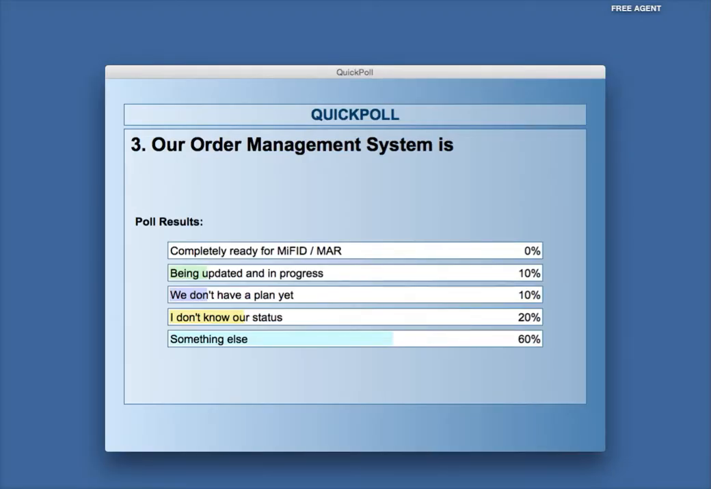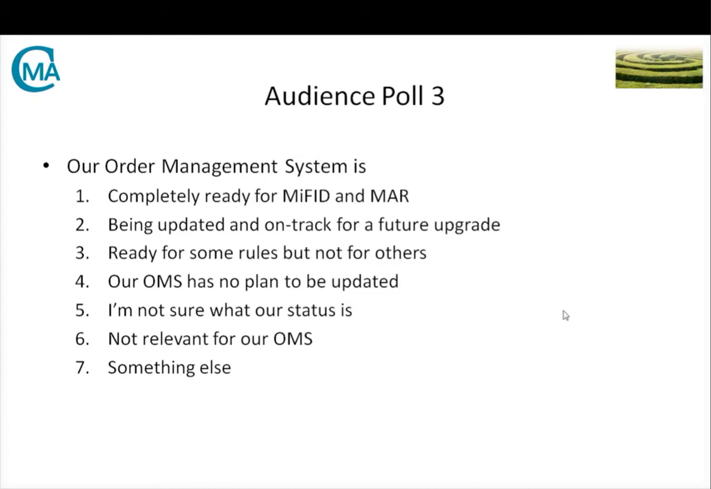Yeah. Okay. So here's that result. I'm guessing that there are some folks who are not really too familiar with what their OMS looks like. All right.